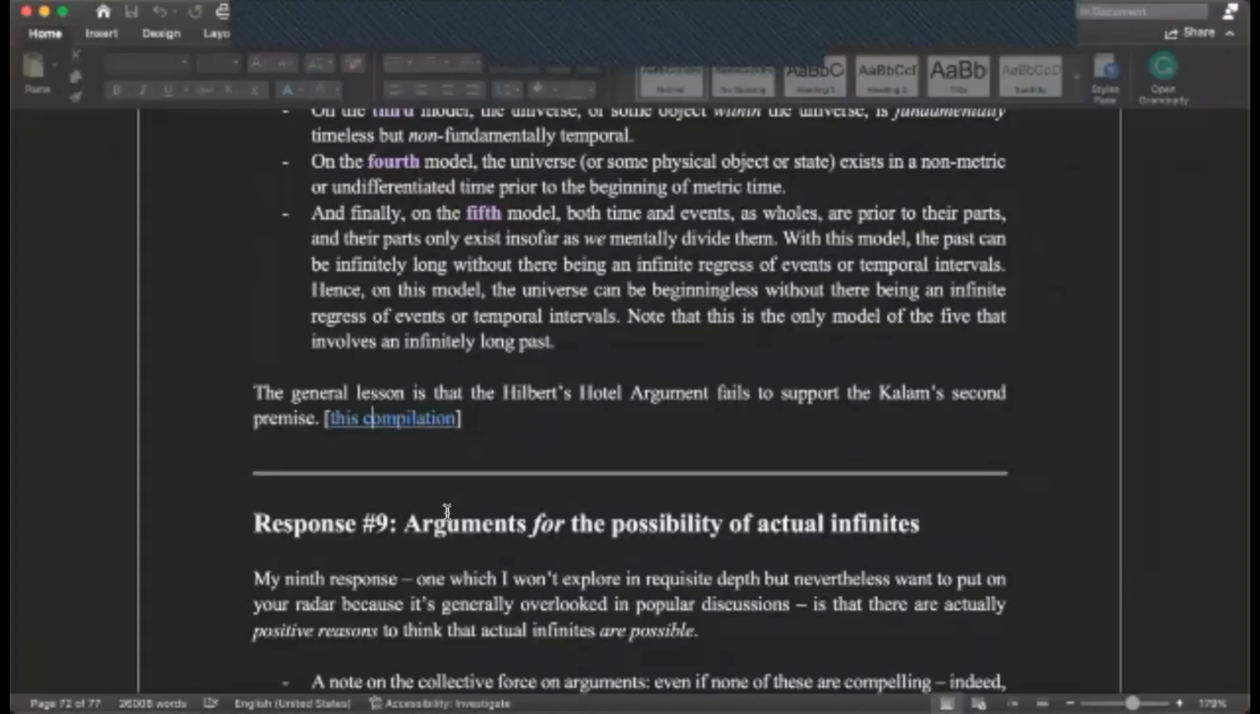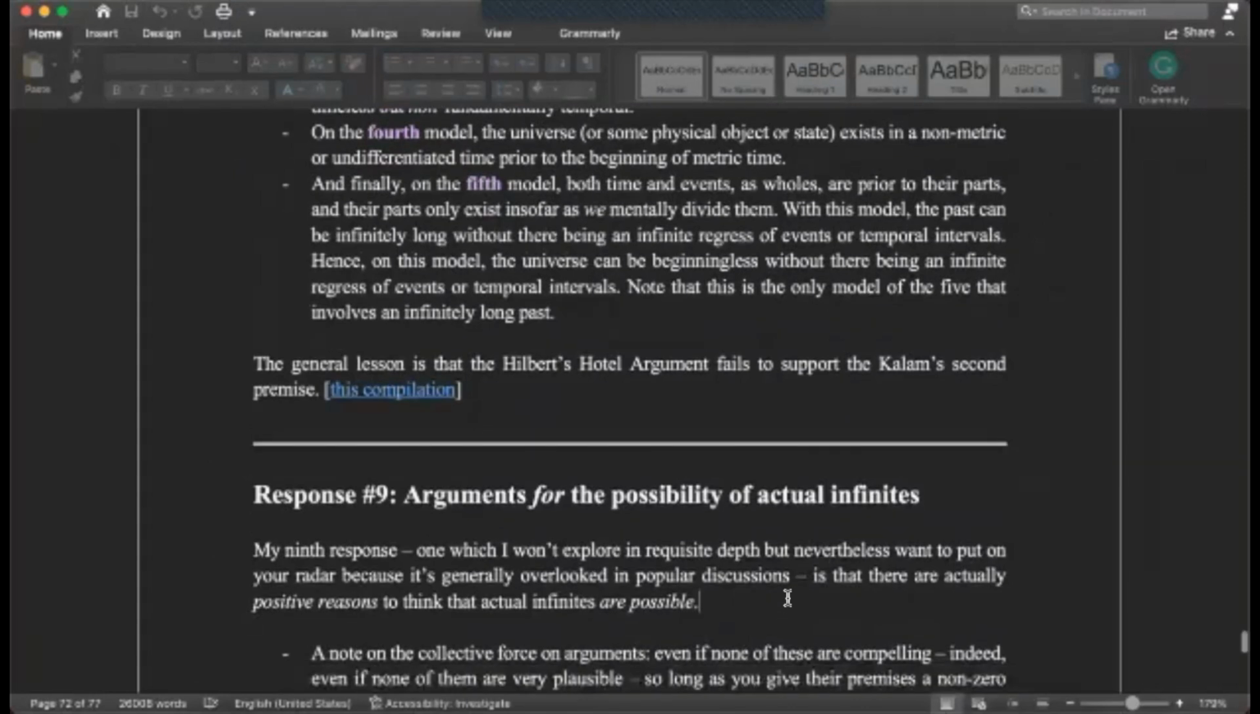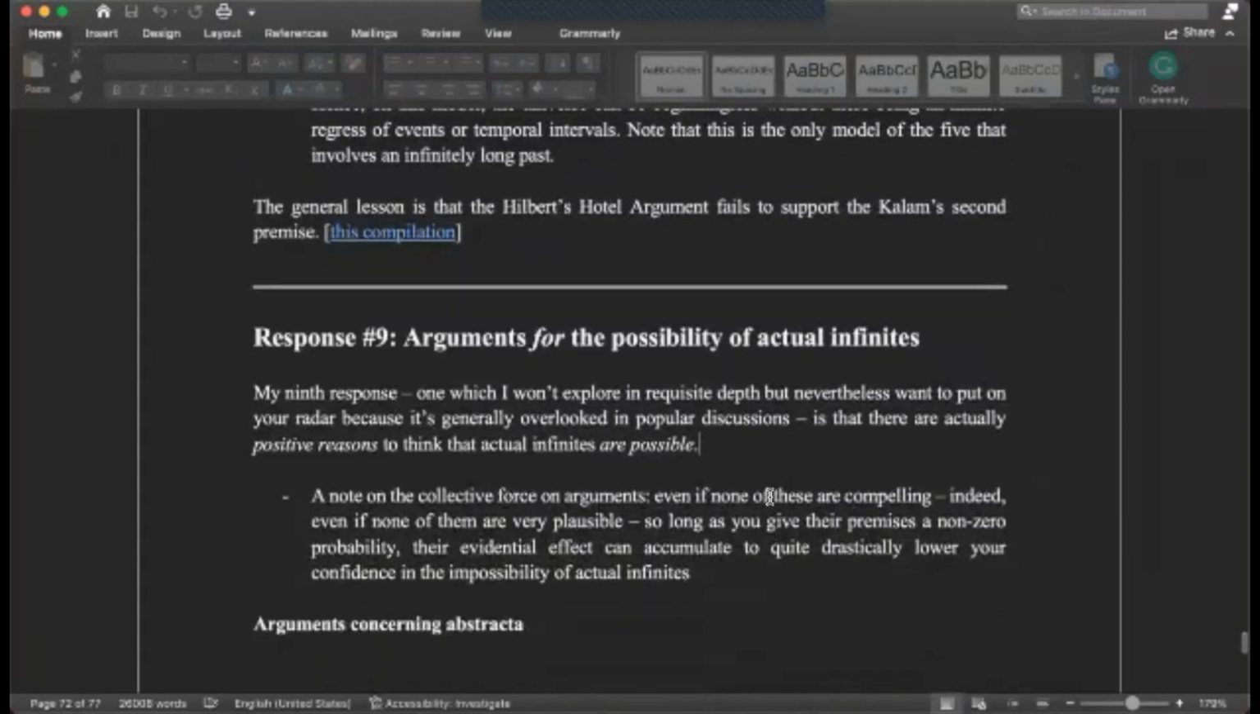All right, so my 9th and final response, one which I won't explore in requisite depth, but nevertheless want to put on your radar because it's generally overlooked in popular discussions, is that there are actually positive reasons to think that actual infinites are possible. Now, just a note on the collective force of these: even if none of them are very plausible, so long as you give their premises a non-zero probability, their evidential effect can accumulate to quite drastically lower your confidence in the impossibility of actual infinites.